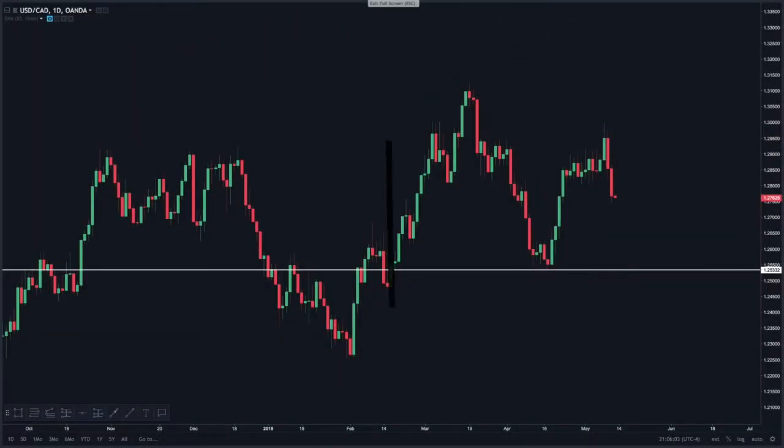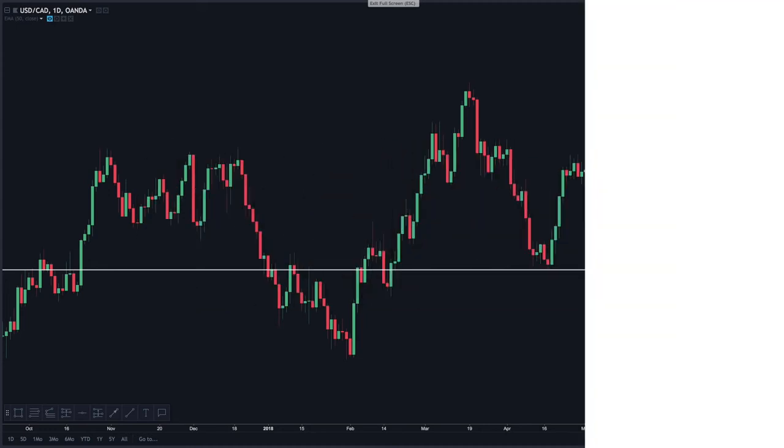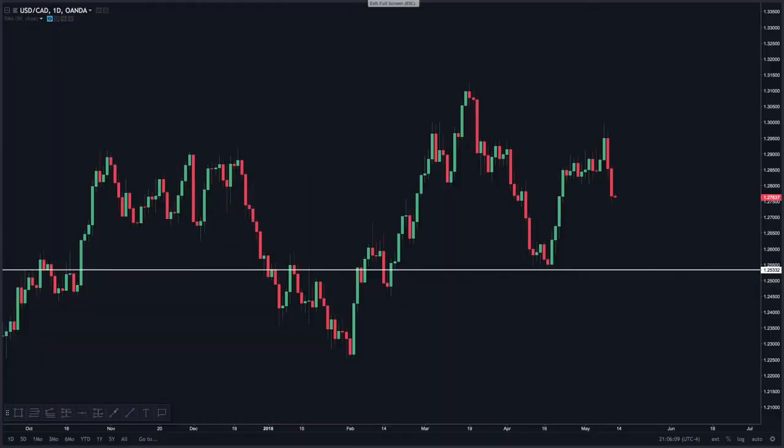Now, the third discovery is to always check correlations between pairs. What this means is you might spot an amazing trade, but if other correlating pairs are telling you something different, be very careful. Now, I'm not saying that the trade won't go in your favor, but you have to be careful. Here's an example on the dollar CAD.